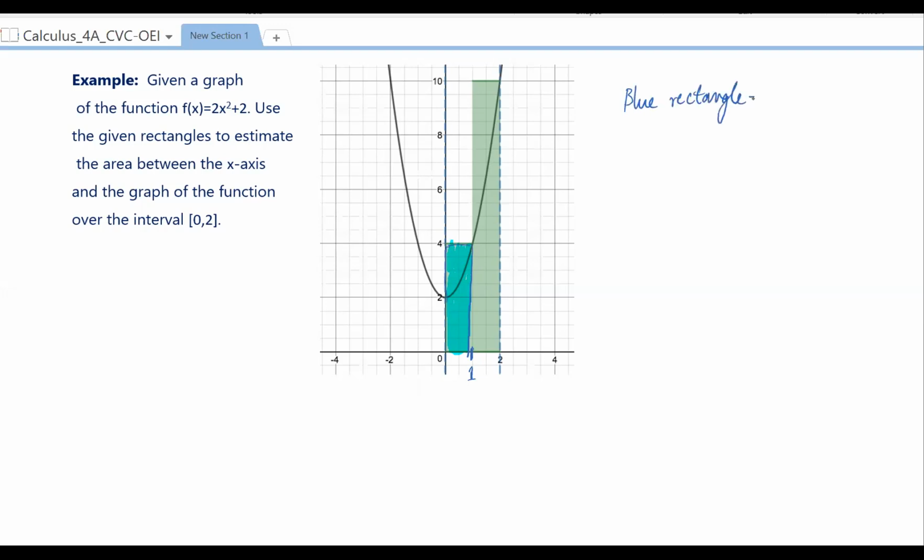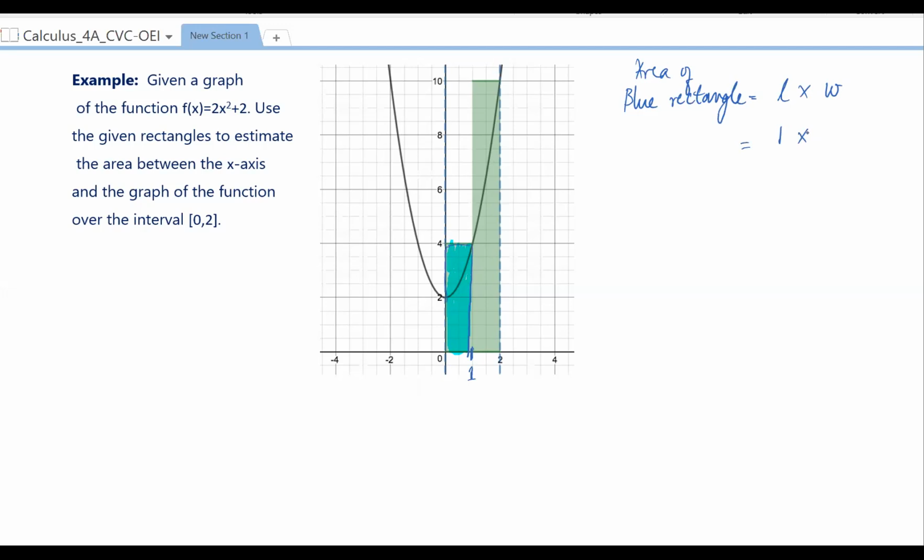The blue rectangle has to have length times width to find the area. I'll say area of blue rectangle. So in this case, the length here is 0 to 1, so the length is 1 unit. And the width in this case is the height.